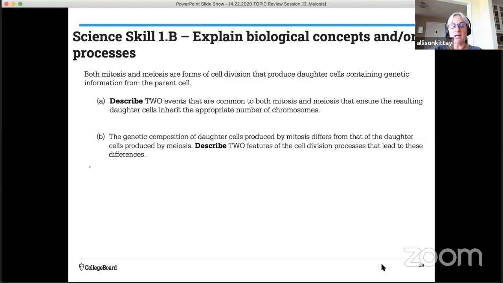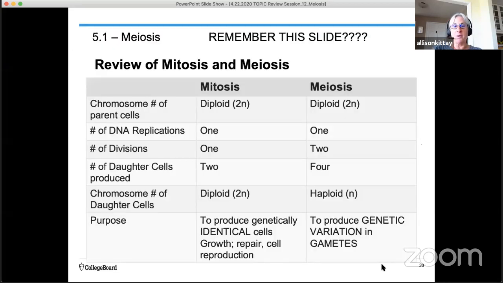And then in B, the genetic composition of daughter cells produced by mitosis differs from that of the daughter cells that are produced by meiosis, and then describe 2 features of cell division that lead to these differences. I want to remind you of something before you try to answer this. Remember this? I showed you this before. This is the nuts and bolts, or the compare-contrast slide. So I want you to think about that as you begin to answer this question.